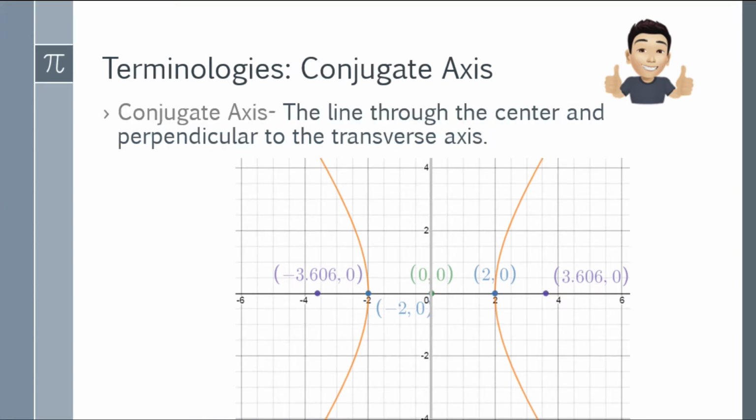Okay, next one. Conjugate axis. Kung may transverse axis tayo, meron naman tayong conjugate axis. It's the line through the center and perpendicular to the transverse axis. Okay, so kanina yung transverse axis kasama niya yung foci, vertices, and center. Dito naman sa conjugate axis, yung center lang. Okay? So perpendicular siya sa transverse axis.